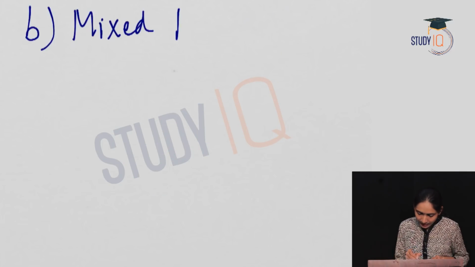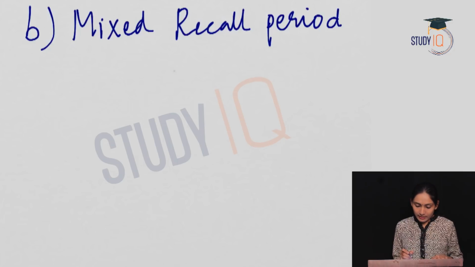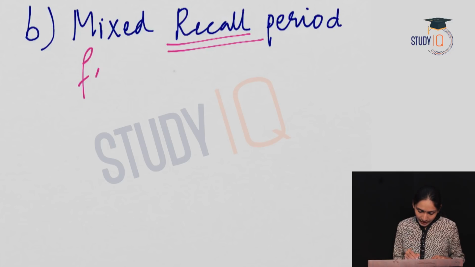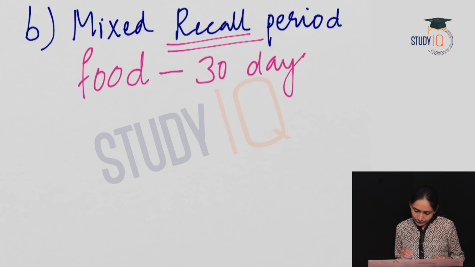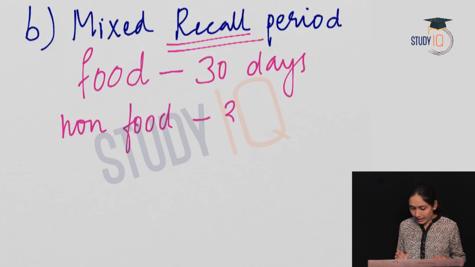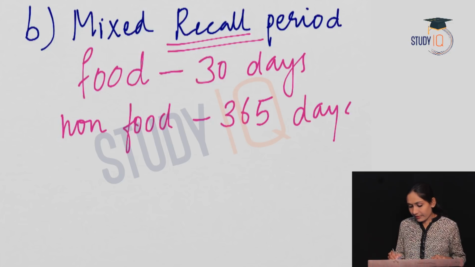Next is mixed recall period. Under this method, the NSSO adopts a mixed reference period. The recall period is the reference period. So, mixed reference period means for the food items, NSSO considers the reference period as 30 days, and for non-food items, the recall period is 365 days.